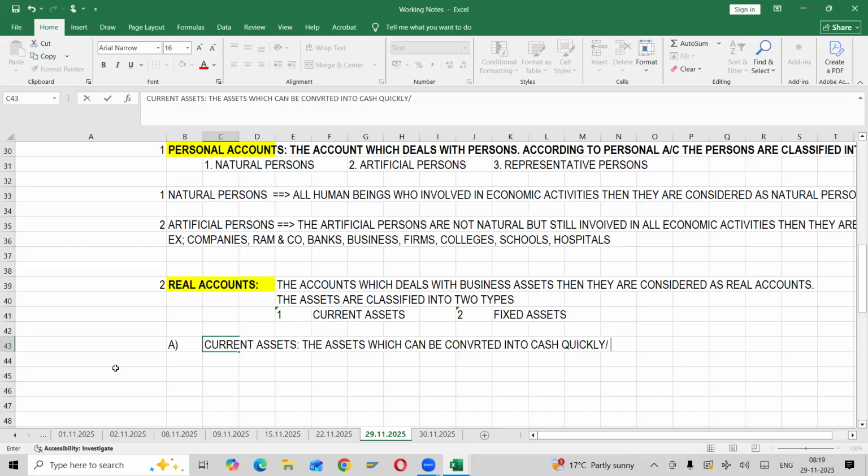Or I can write: the assets which can be converted into cash within a year. Quickly in the sense within 1 year, within 365 days. Whatever assets we can convert into cash, they are considered as current assets. Again, my question: year in the sense when? From Jan to December or from April to March or what?